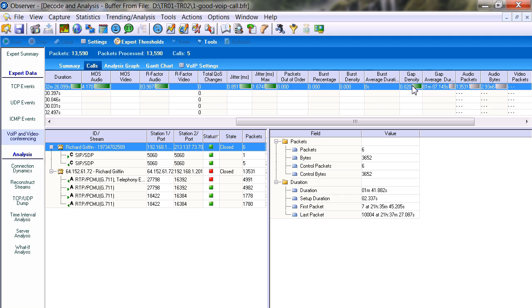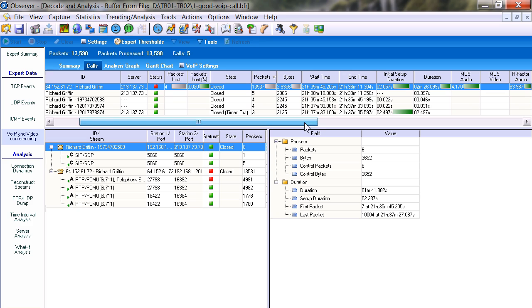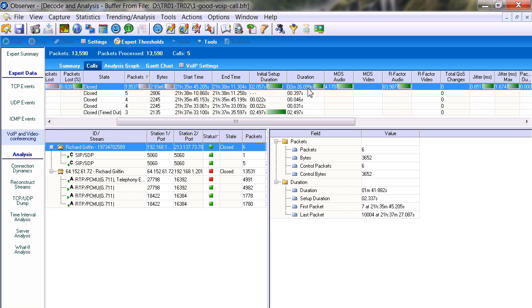Bursts and gaps. The way that I remember how this works is burst begins with B, burst is bad. Gap begins with G, gap is good. So to define it, burst is a period of packet loss, and gap is a period between bursts. So a simple rule of thumb in using the expert observer in troubleshooting voice is if I take the duration of the call, which is 2 minutes 26 seconds, so that will be 146 seconds, minus my setup 2 seconds. So 2 minutes would be 120 plus 26, 146, minus 2, 144. So my gap should be close to 144 if there are no problems with this call.